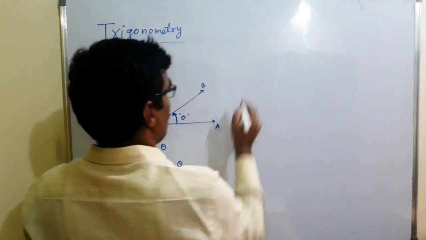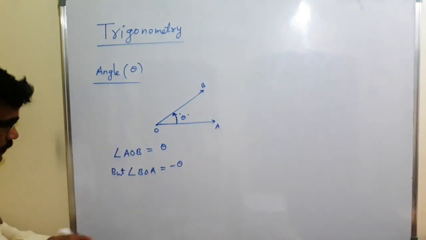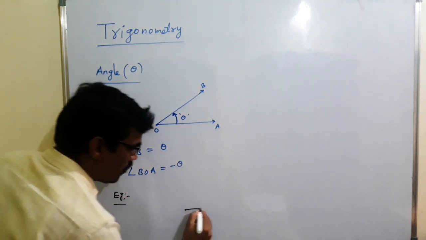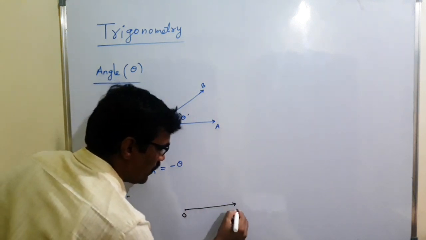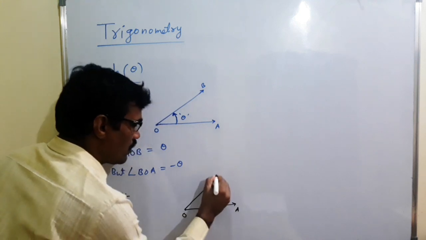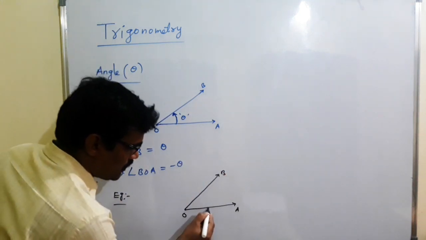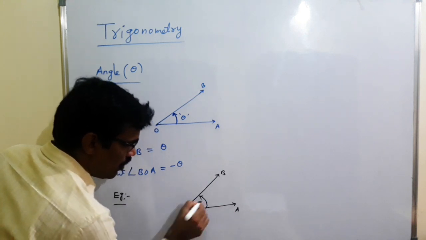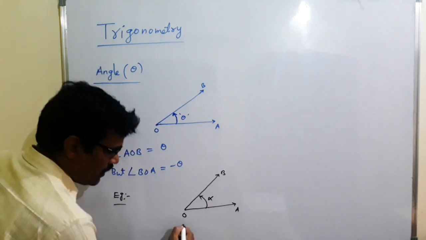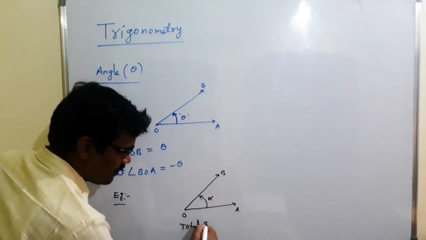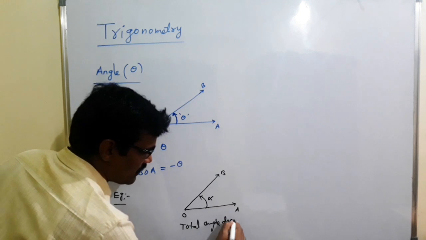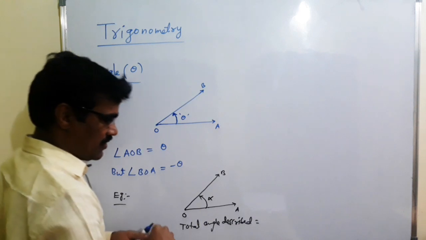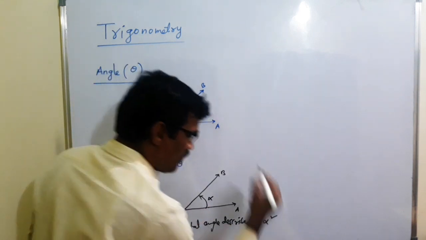So then, students, suppose for example, here this is the one point O, A. This is B. So it is rotated from this side to this side, at what angle? Alpha. What is total angle described? Total angle described is equal to, it is rotated in anti-clockwise direction. That's why it is positive alpha.